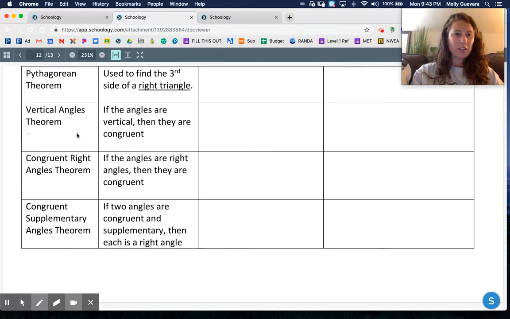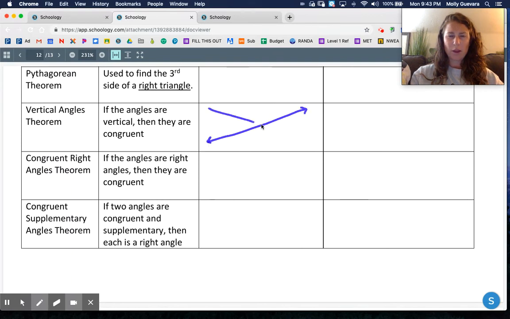So the first theorem we're going to look at is called the vertical angles theorem. So this says if angles are vertical, then they are congruent. And what we mean by vertical, and I'm going to draw it, and I don't have access to black ink for some reason, so we're just going to have to use a wide variety of colors. So, okay, so here's 2 lines. If I have, let's say, this angle, hopefully you can see that color, okay, right? There's an angle.